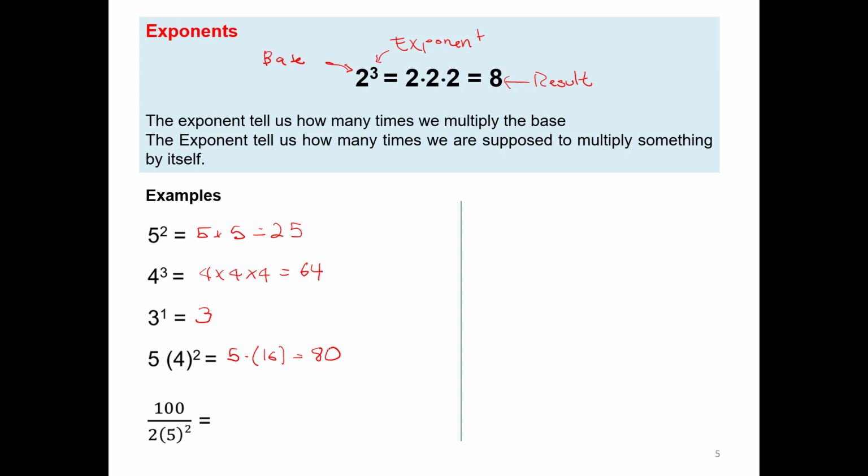Now let's solve the last problem, which is 100 over 2 times 5 squared. First we need to solve what we have in the numerator and what we have in the denominator. Then we need to solve first the exponent part. 5 to the second power equals 25. Then let's solve what we have in the denominator. 2 times 25 is 50. Now we divide. 100 divided by 50 equals 2.